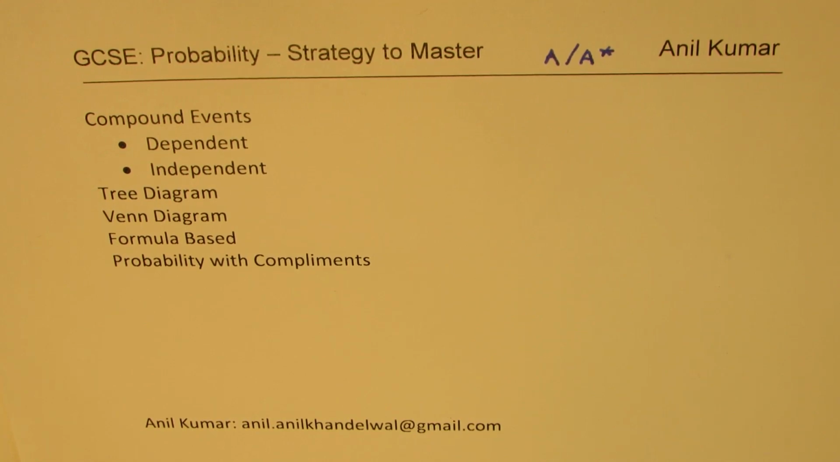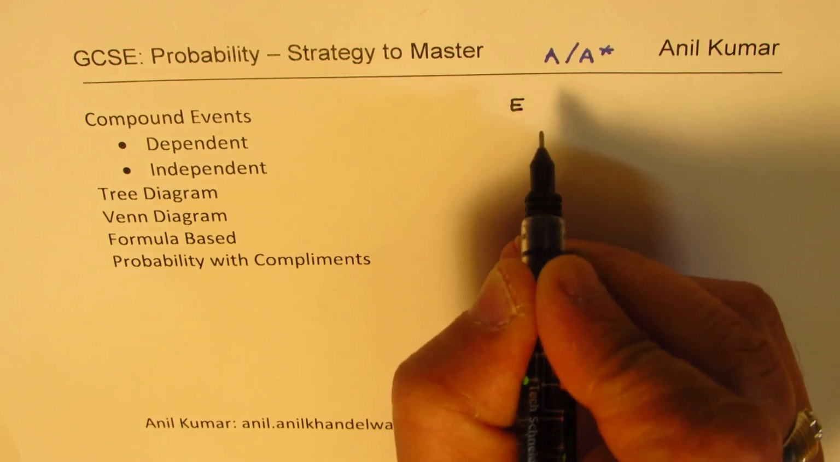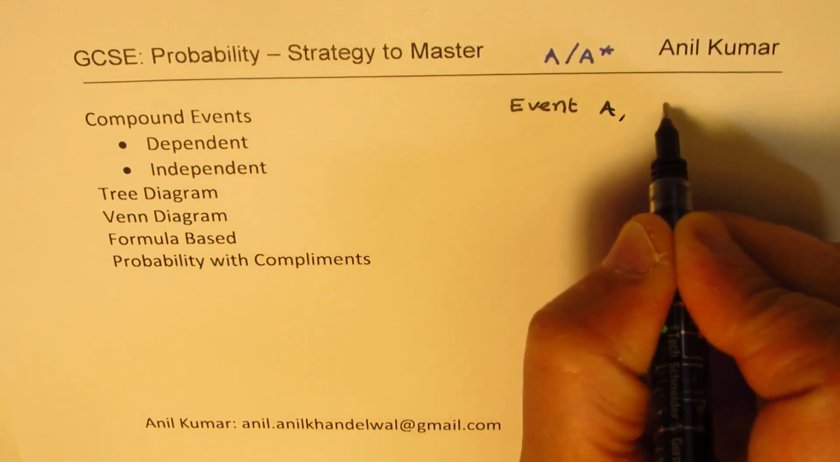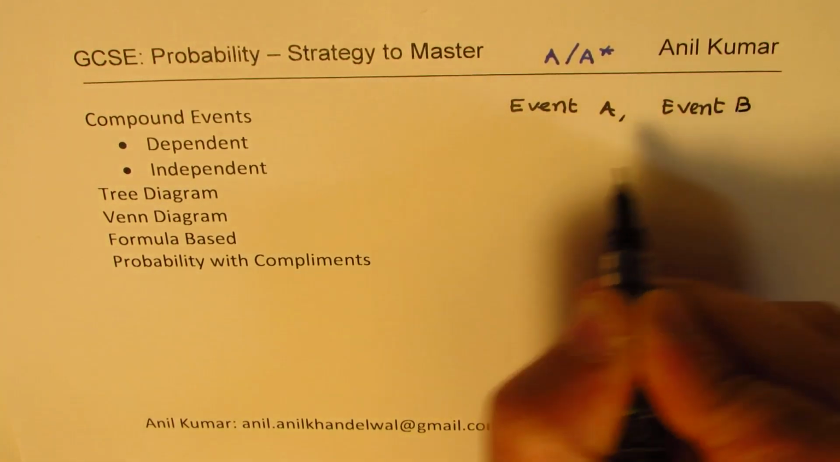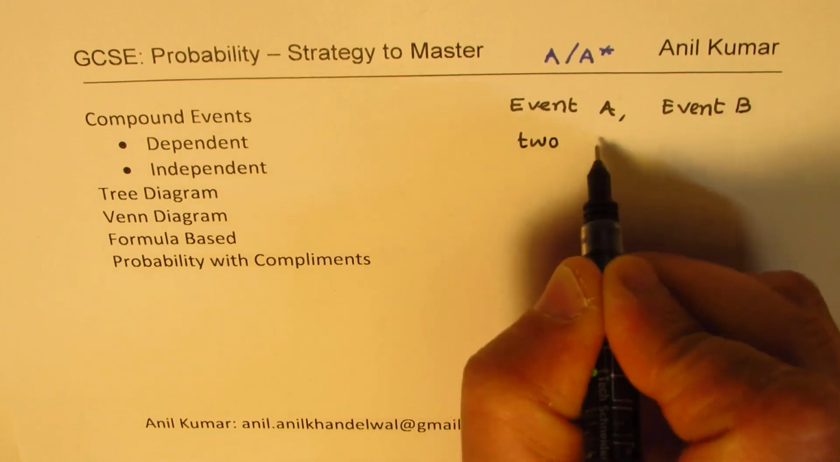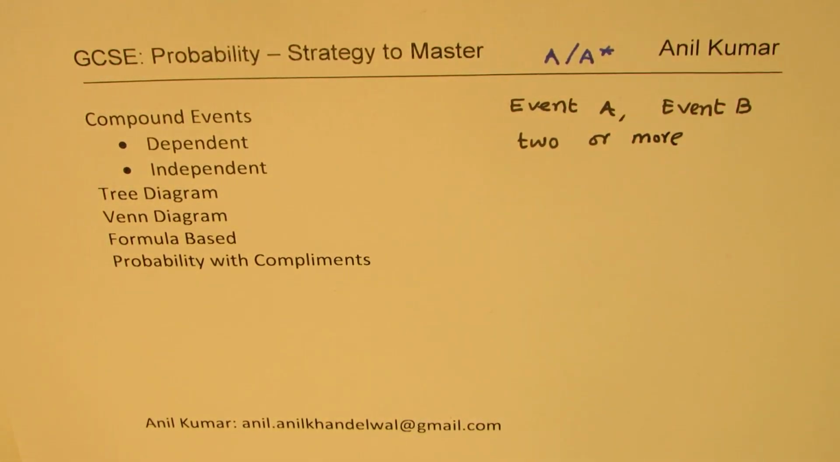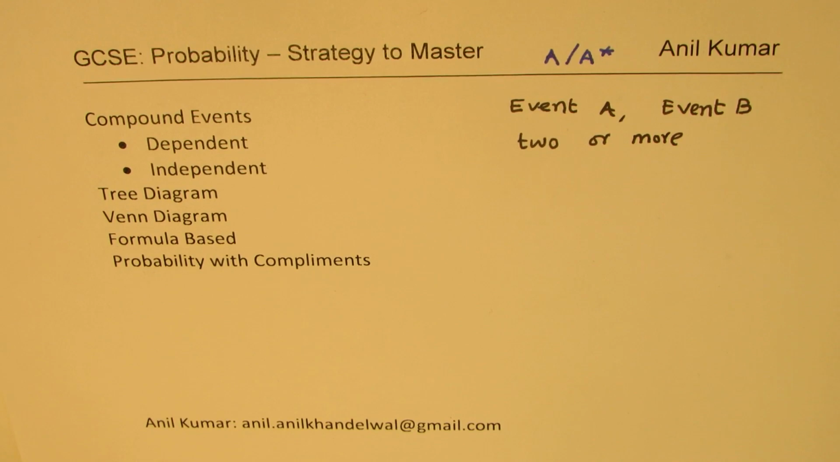Okay, so let's first talk about compound events, right? Compound events will take event A, followed by event B. So whenever we have two or more events, correct? Normally we'll restrict ourselves to just two events. Then we say it's a compound event.